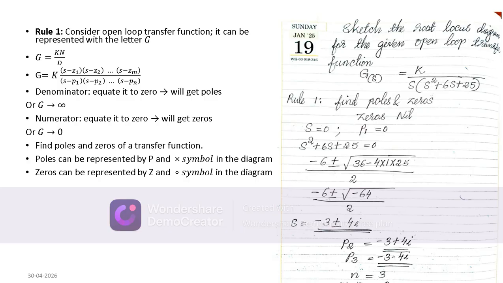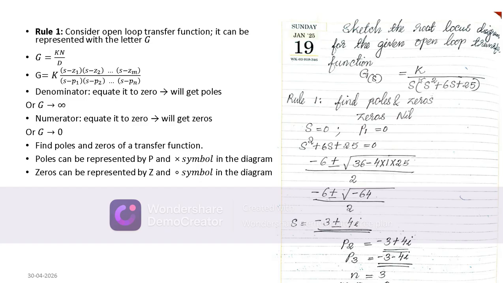So there are two terms in the root locus diagram: one is poles and the other is zeros. The poles are represented with the letter P, and in the graph they are represented with the symbol star. Zeros are represented with the letter Z, and they are represented with the symbol circle in the diagram. In a question, they give the open loop transfer function directly. So first write the open loop transfer function, then equate the numerator to 0 and the denominator to 0.